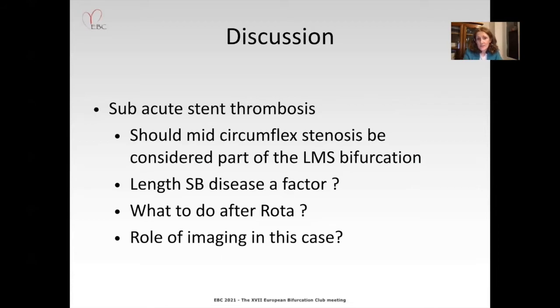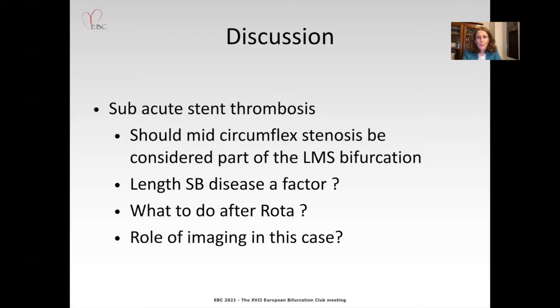Is it reasonable to consider the mid-circumflex stenosis to be apart from the left main stem bifurcation? There was significant side branch disease for about 9 millimeters. And is that a factor in this? Also, what to do after Rotablator? Does that mandate further treatment? Does it mandate a stent for us?